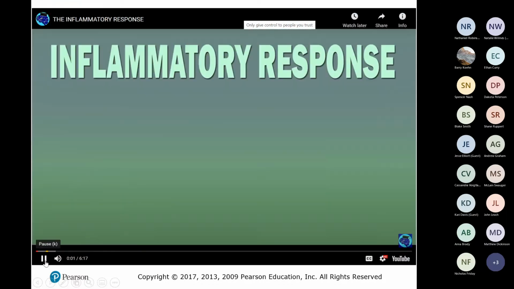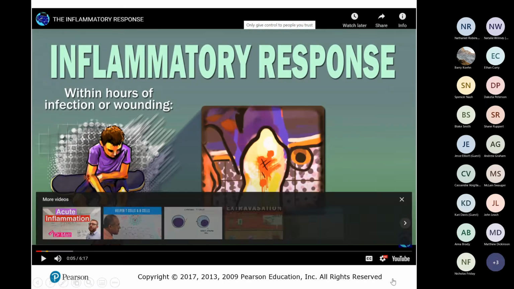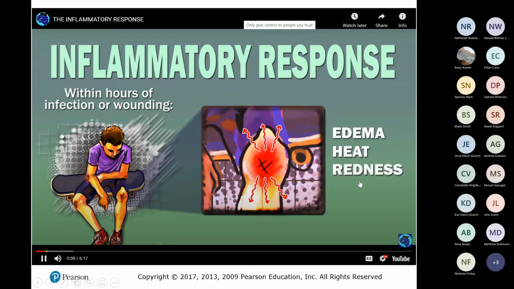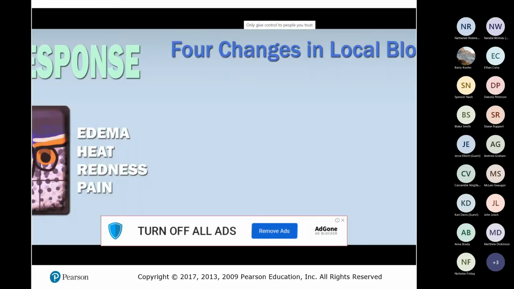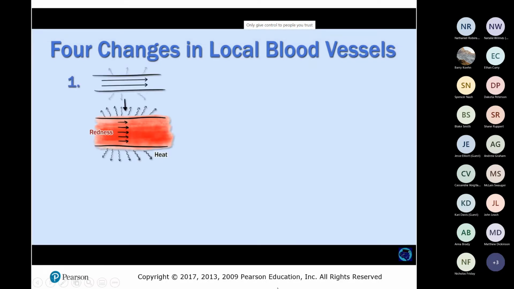The inflammatory response is initiated within hours of infection or wounding and is characterized by edema or swelling, heat, redness, and pain at the site of an infection or injury. These characteristics reflect 4 changes in local blood vessels. 1. The heat and redness during inflammation is the result of an increase in vascular diameter. The increase in vascular diameter also results in slower blood flow.